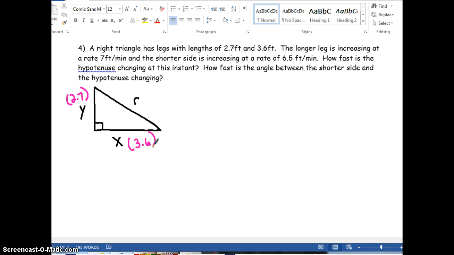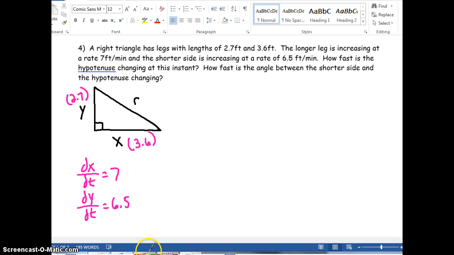So the longer leg, that would be the x then, is increasing at a rate of 7 feet per minute. So dx over dt here is equal to 7. And then the shorter side, which is the y, is increasing at 6.5. So dy over dt is equal to 6.5. All right, and it says how fast is the hypotenuse changing at this instant? And then there's a part B, how fast is the angle between the shorter side and the hypotenuse changing?